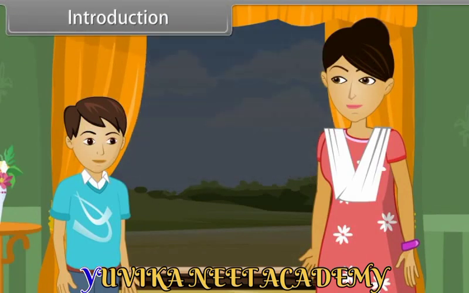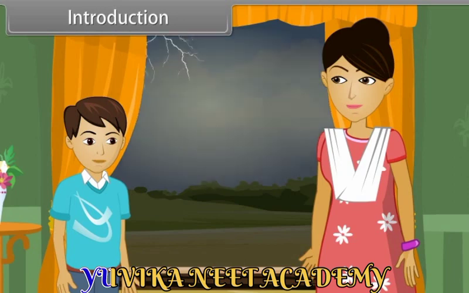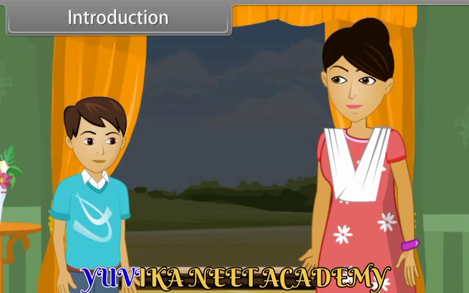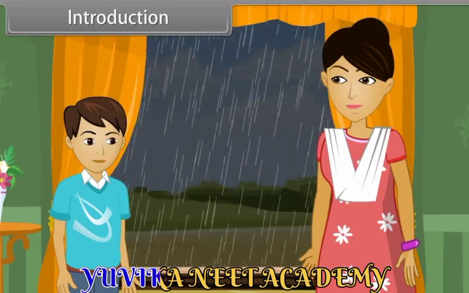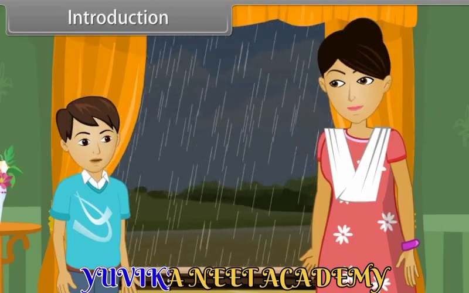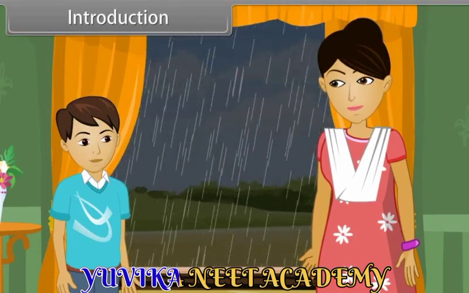Sumit and his mother are standing at the window and watching outside. The weather is looking good and there is a probability of first rain of the season. Suddenly, rain starts. Sumit requests his mother to let him go outside and enjoy the rain.